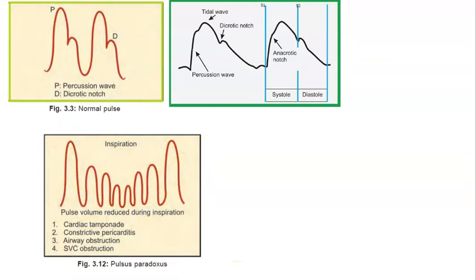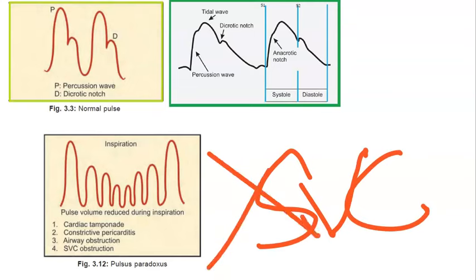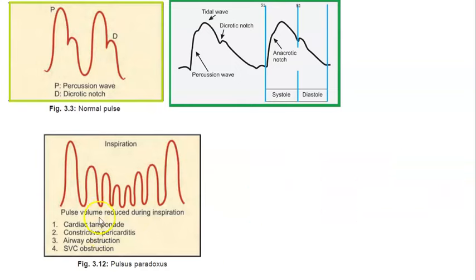Then what else? SVC obstruction. If there is superior vena cava obstruction, what will happen? Blood won't even go to the heart. So the heart's output, the pulse, will be reduced during inspiration. Okay, so this is pulsus paradoxus. Hope you understood. So what is pulsus paradoxus?